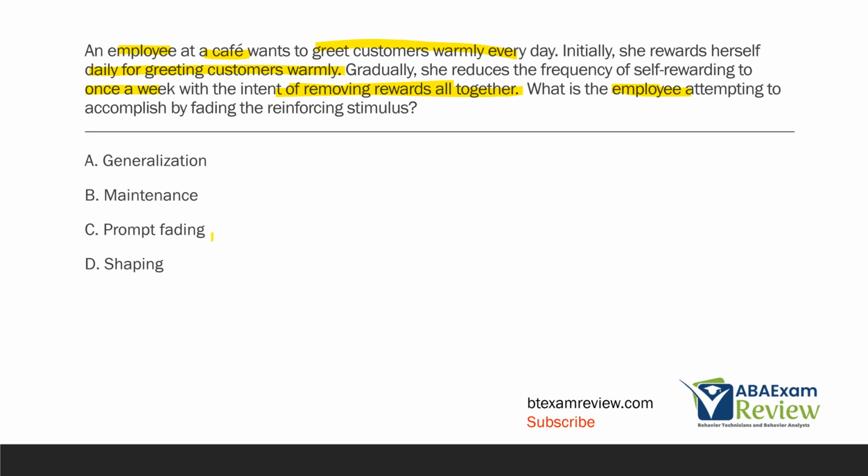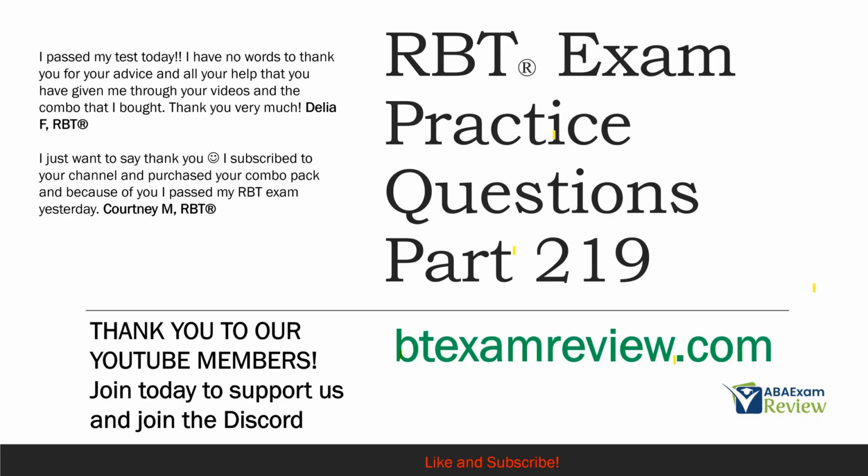C, prompt fading. Well, she's not fading the prompt, right? She's fading the stimulus. So be very careful there. Got to read carefully. And then D, shaping. Well, shaping, we're reinforcing approximations. She's trying to get rid of reinforcement for a behavior she can already do, which is greet customers warmly. What she's attempting to do here is promote maintenance of her behavior.